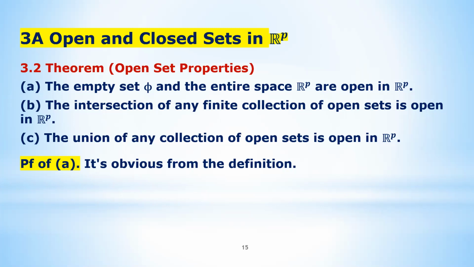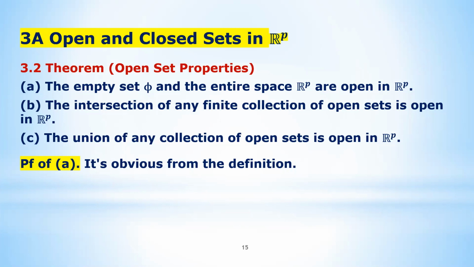So this set is considered an open set. It's defined to be an open set. And then the whole space is an open set. It follows from definition. So the first property is that the empty set is an open set. This is a definition. And R^p is an open set. This is obvious by the definition.